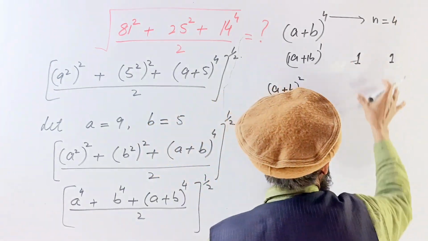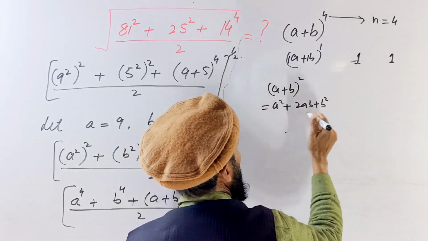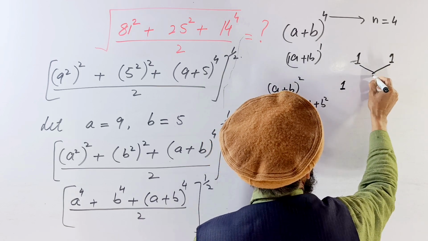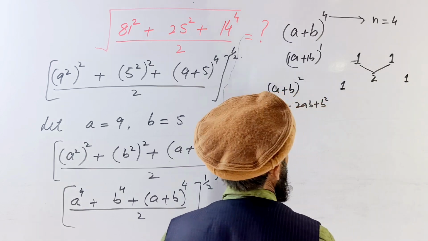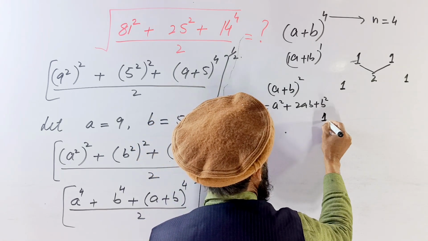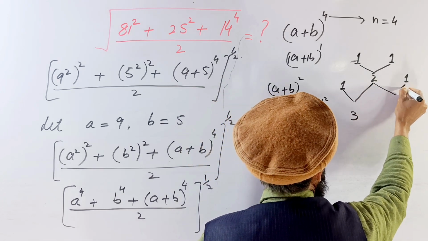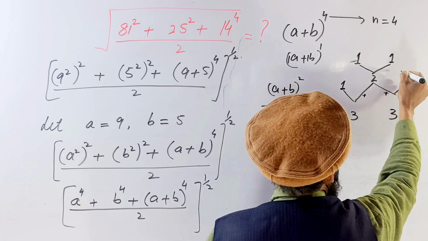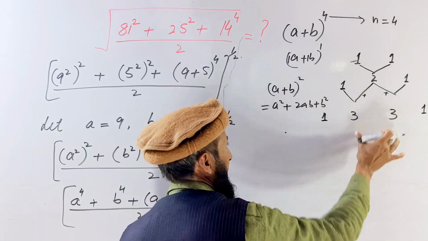But we are using Pascal's law. For n equal to 2, we take the coefficient of A as 1 and we add these two terms, which gives 2, and then 1. Similarly, if n is equal to 3, we take 1 and add these two terms, we get 3. Similarly we add and get 3 and 1. These are the coefficients of A square B and A B square, the middle terms.